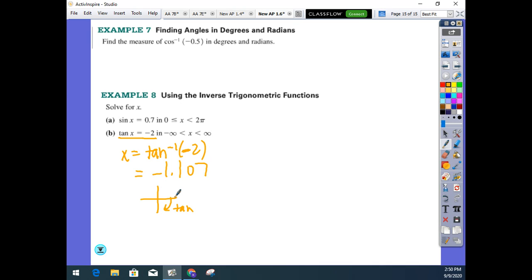And we'll talk more about this in a little bit. This says from -infinity to infinity. Well, I obviously can't write every single thing down. So I'm going to add pi k. I use pi because the period is pi, and k is going to give me every single answer between negative infinity and positive infinity. Okay, that's everything.